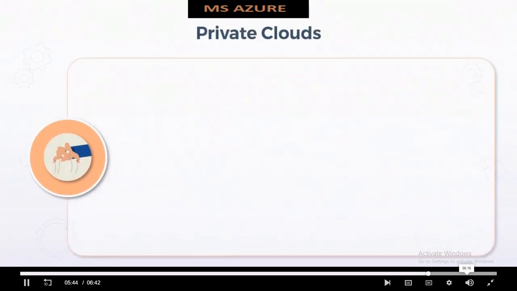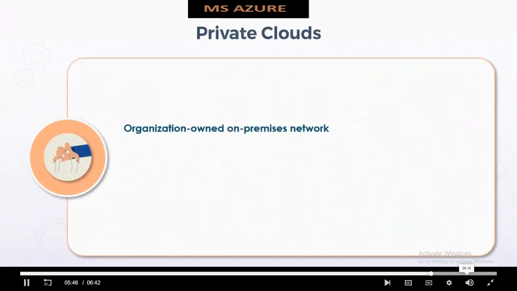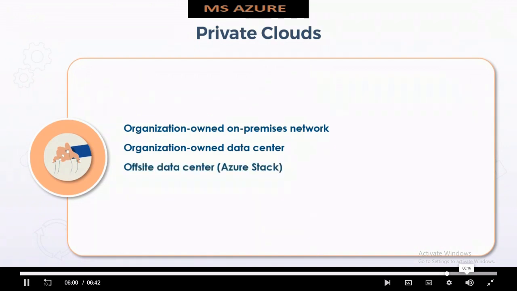With a private cloud computing environment, we know that the organization owns the network. They own perhaps a data center if it's a large enterprise. And there are solutions in the Microsoft Azure world, such as Azure Stack, that can be used for an off-site data center. Azure Stack basically lets you run Azure services on premises without having a connection to the public cloud at all. That might be useful for isolated air-gapped networks or even on ships and so on.